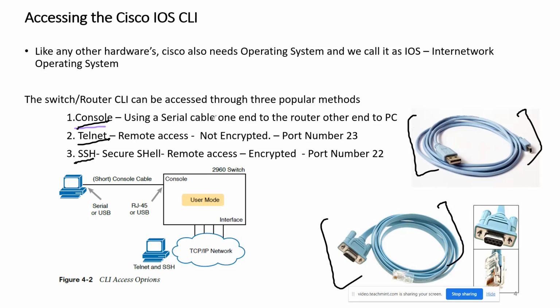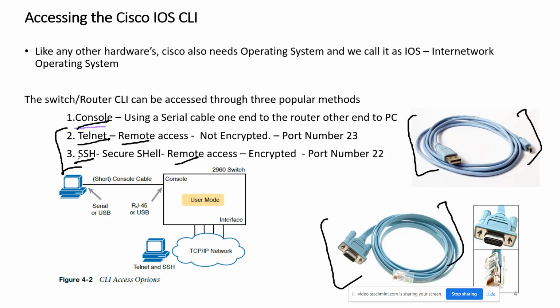Imagine my device is next to me. It is right here only. So to access the CLI, I'll be using a console cable. We'll do this in the lab today. Now, what if my device is not here? It is somewhere else. It is in the US or California or Sri Lanka, somewhere. In that case, we have to use either Telnet or Secure Shell. This is for remote access.